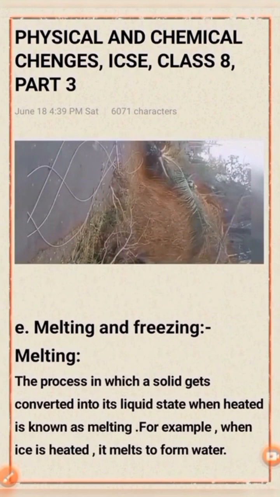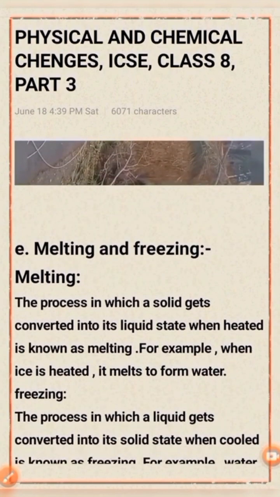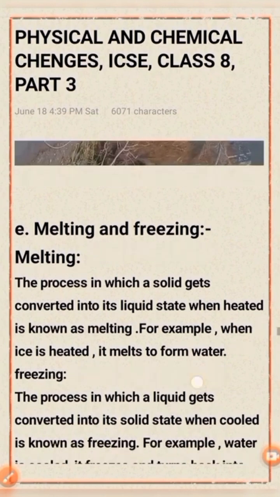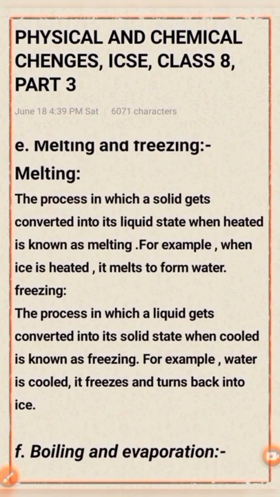Melting and freezing. Melting: the process in which a solid gets converted into its liquid state when heated is known as melting. For example, when ice is heated, it melts to form water. Freezing: the process in which a liquid gets converted into its solid state when cooled is known as freezing. For example, when water is cooled, it freezes and turns back into ice.